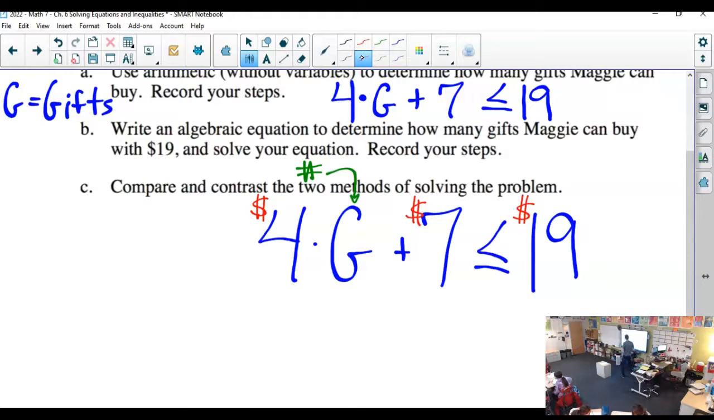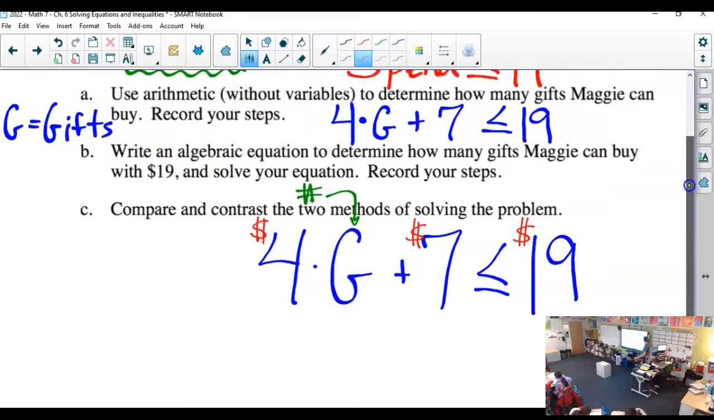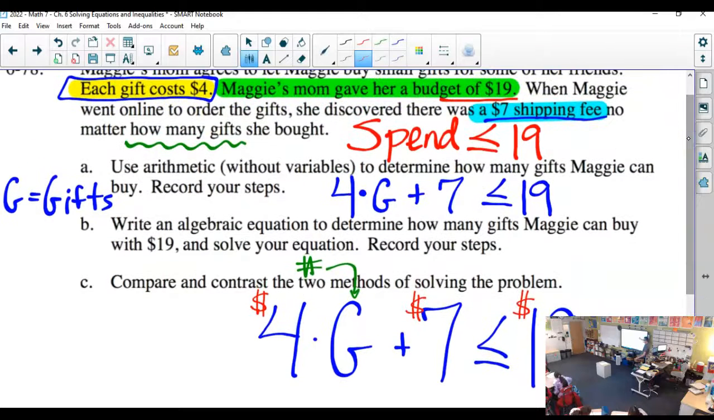Hold up. I maybe didn't say this well enough. That $7 shipping is just total, no matter how many gifts she bought. It doesn't matter how many. She just pays $7, a flat shipping rate. So the first thing she has to do is take that $7 out of her budget. Layla, what do I do first?